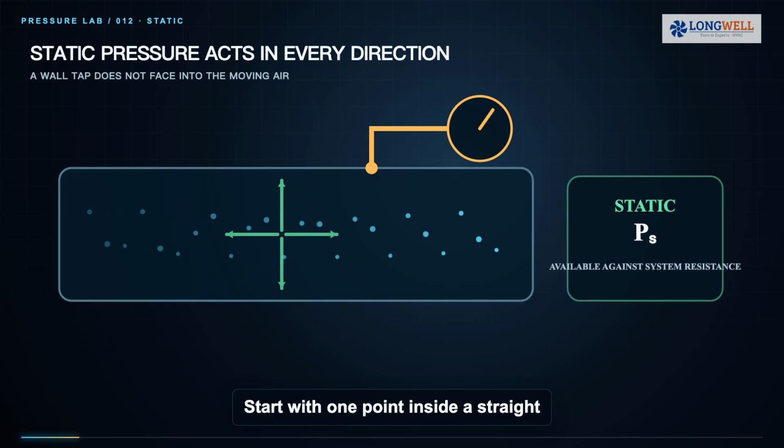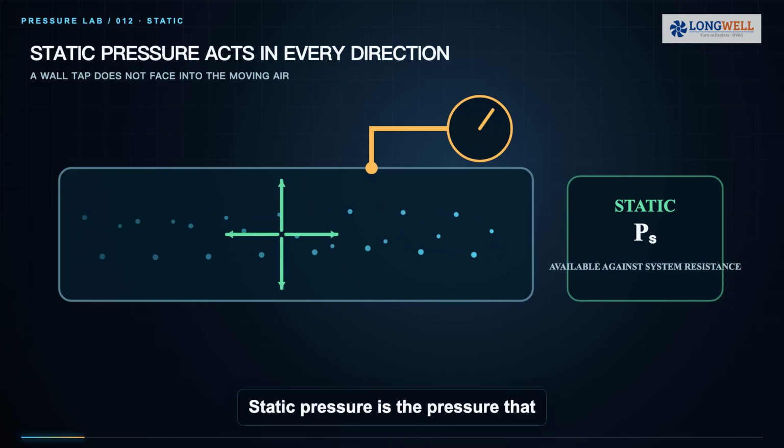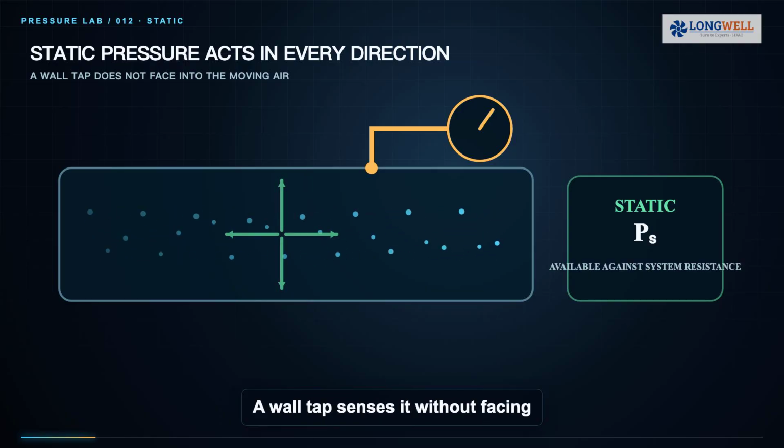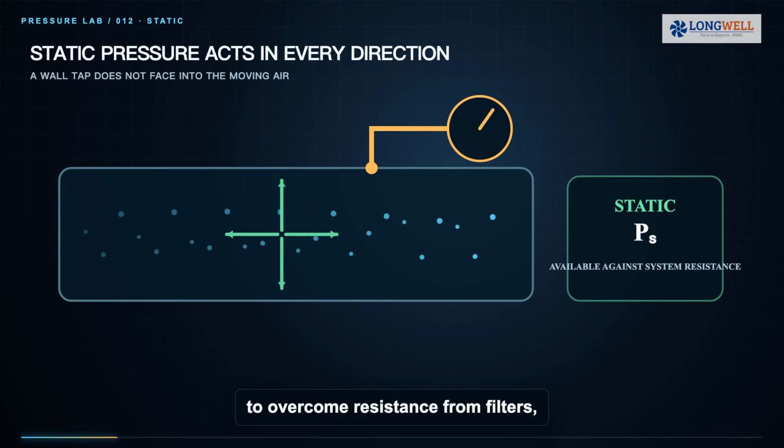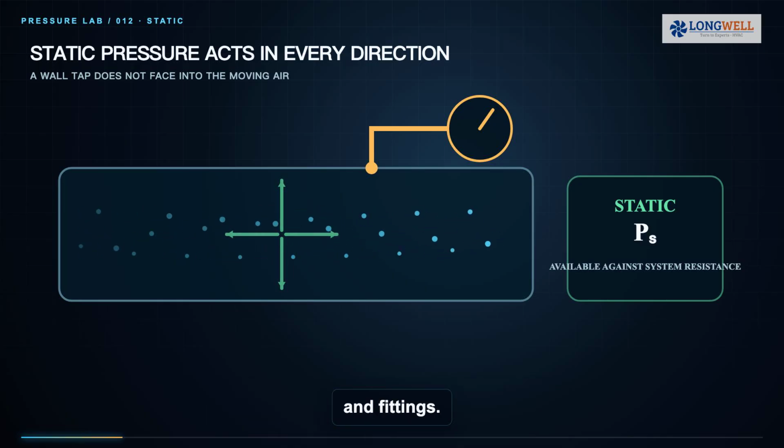Start with one point inside a straight duct. Static pressure is the pressure that acts in all directions. A wall tap senses it without facing into the moving air. It is the pressure component available to overcome resistance from filters, coils, ducts, dampers, and fittings.